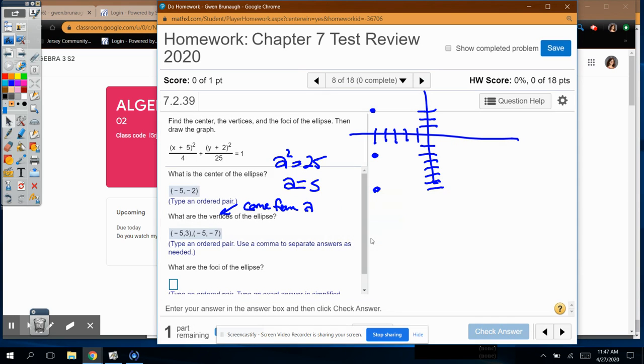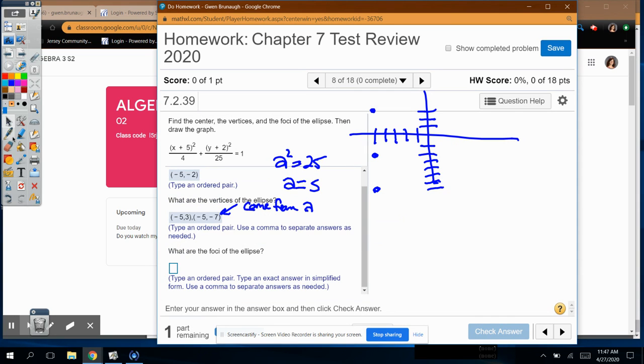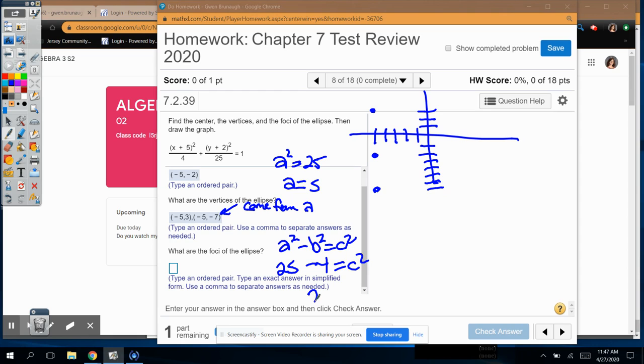All right. Okay. Now, the foci comes from C. Don't forget that. Foci comes from C, and it will be A squared minus B squared equals C squared, because the equation has a plus, this equation will have a minus. A squared is the bigger number. 25 minus 4 is C squared. 21 is C squared, which means the square root of 21 is C.